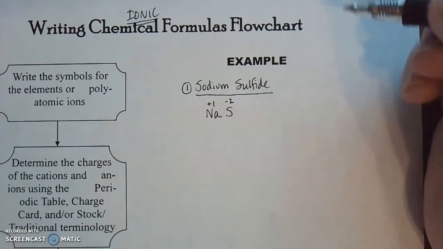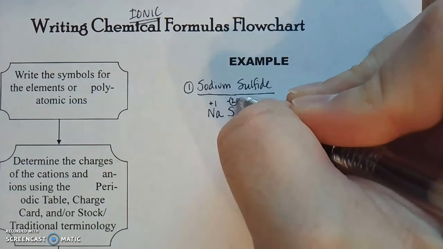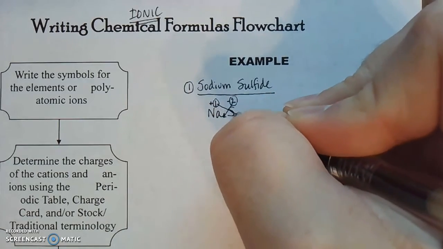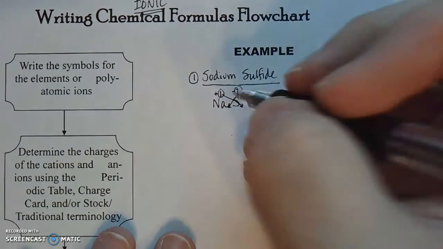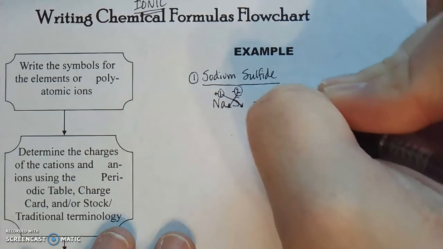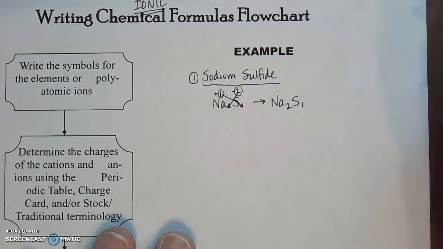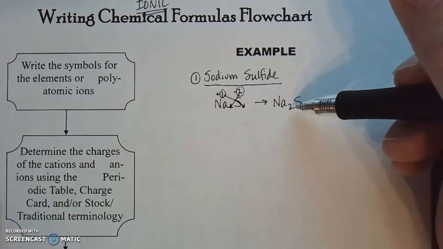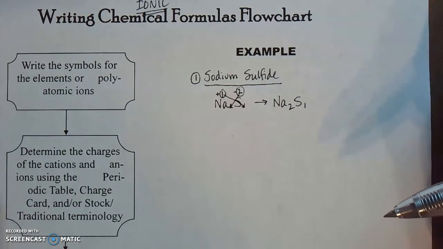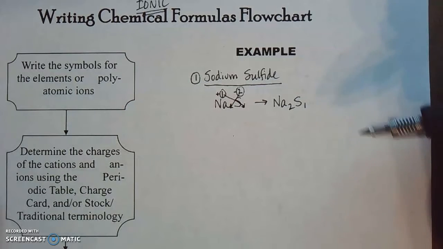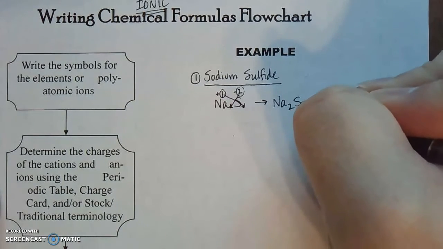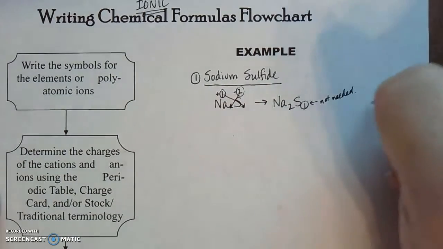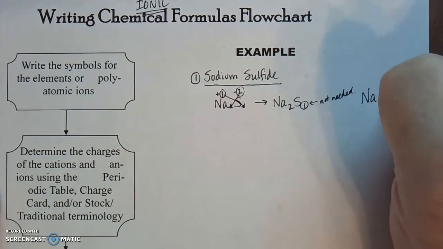Now we're going to cross the charges. So the 2 up here becomes a subscript down here on sodium, and the 1 on the sodium becomes a subscript down here with the sulfur. So we end up with Na2S1. Reduce the subscripts to lowest terms. 2 and 1 cannot be divided by a whole number to give us a whole number, so we're in lowest terms. And then this is not needed. So our final answer is Na2S.